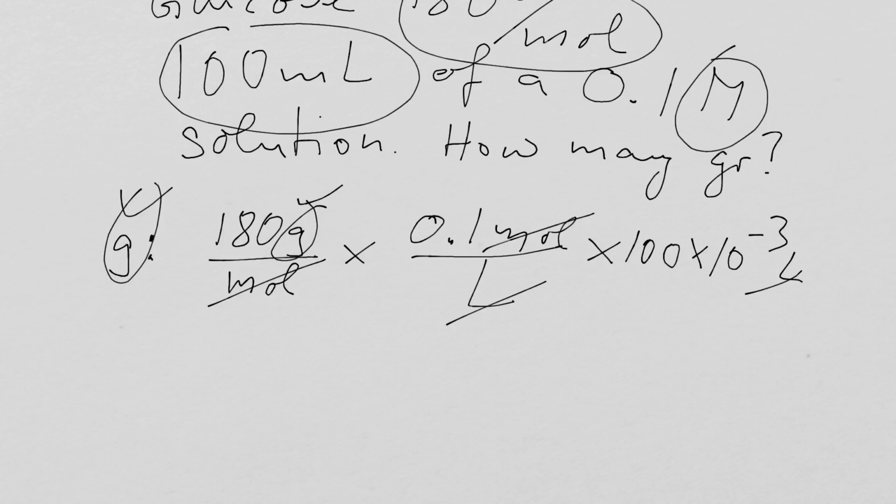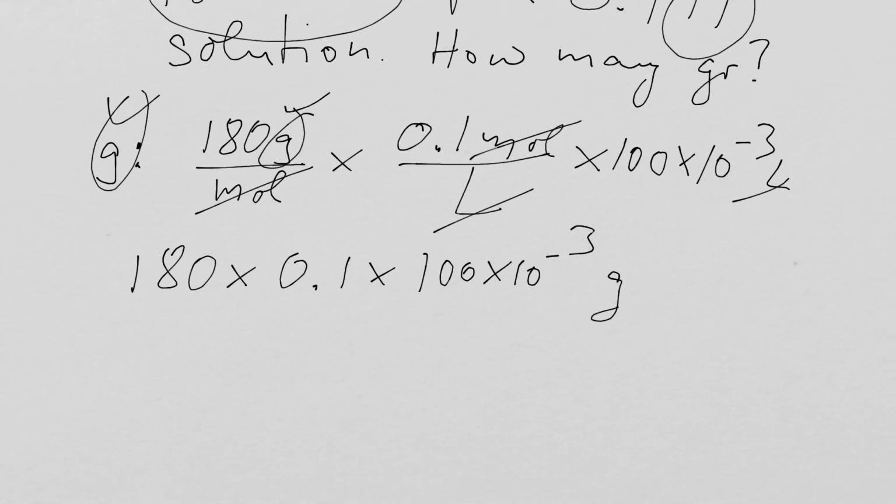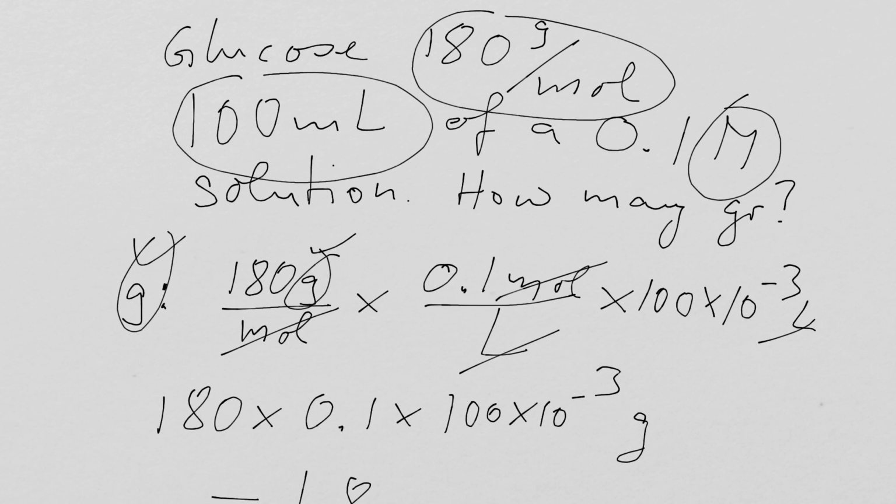So we have 180 times 0.1 times 100 times 10 to the minus 3 gram. And if you do that on your calculator, let's see if I can do that in my head, equals 1.8 grams. Is that right? So I need 1.8 grams for my solution, 0.1 molar, 100 milliliter.